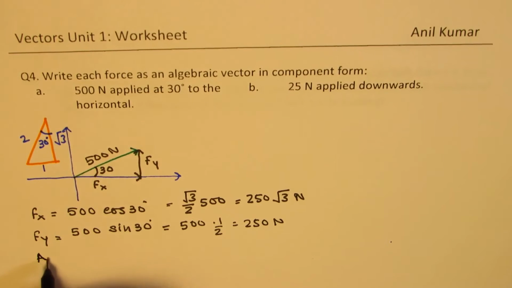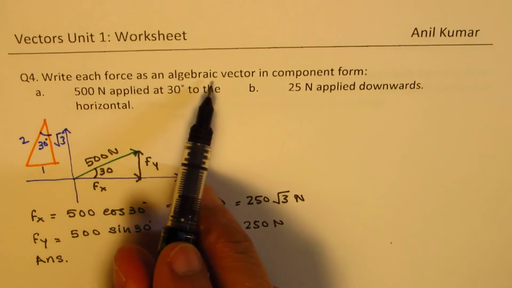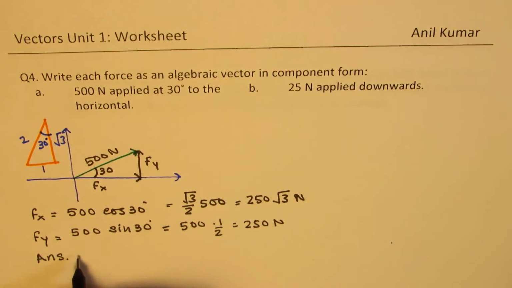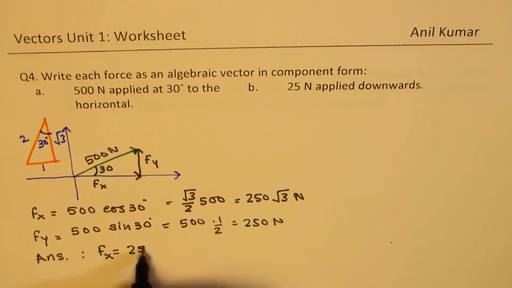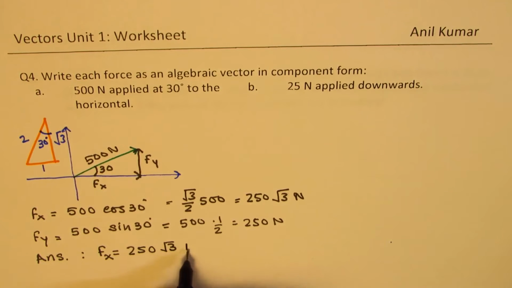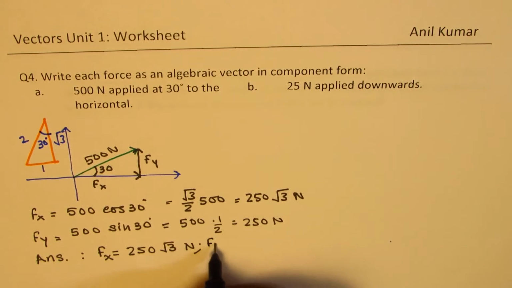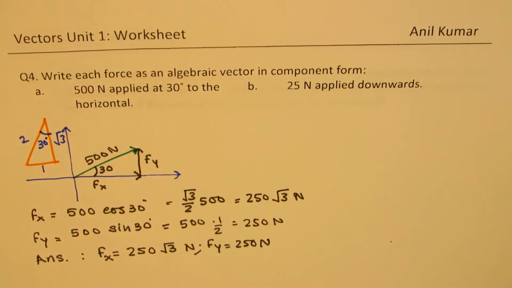So we have our answer. Write each force as an algebraic vector in component form. So in component form, the force F is equal to, you can write this as Fx equals 250 square root 3 newtons, and Fy, 250 newtons. Is that clear?